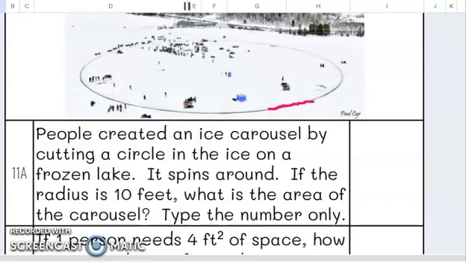Okay, but then they either use a propeller or someone just uses a foot and it starts to spin slowly so you don't get too dizzy. All right, so we're going to figure out the area of this chunk of ice. It's in the shape of a circle if we know that the radius is 10 feet. So finding this answer should actually be pretty easy.